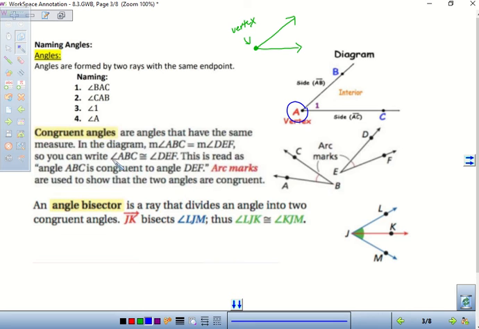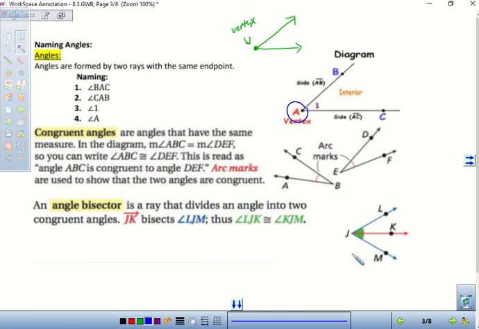This reads as the angle ABC is congruent to angle DEF. This symbol means congruent to, okay? Arc marks are used to show that the two angles are congruent. And an angle bisector is a ray that divides an angle into two congruent angles. So ray JK bisects angle LJM. Thus, angle LJK is congruent to angle KJM. So it basically takes the angle, splits it in half, and makes two congruent angles. Does everybody see those two congruent angles in that picture?